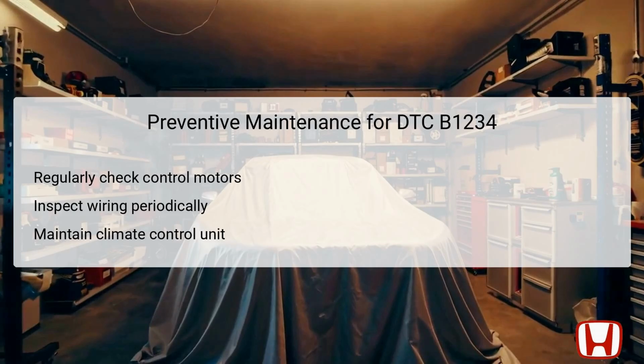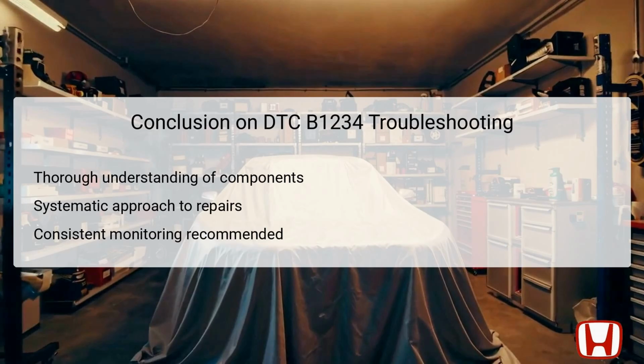and avoid unexpected breakdowns. In review, troubleshooting DTC B1234 entails a comprehensive understanding of the roles and locations of critical components such as the air mix control motor and climate control unit. A systematic approach is necessary to identify whether the fault lies with the motor, the wiring, or the control unit itself. Each step of the troubleshooting process should be approached methodically, ensuring that all tests are conducted with precision to arrive at the accurate diagnosis.